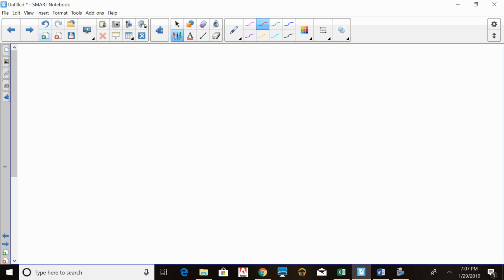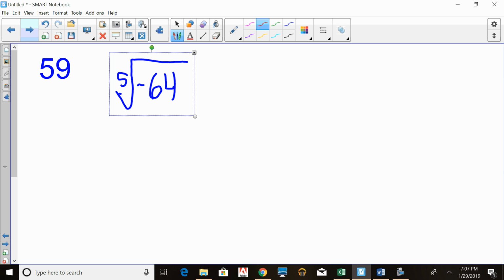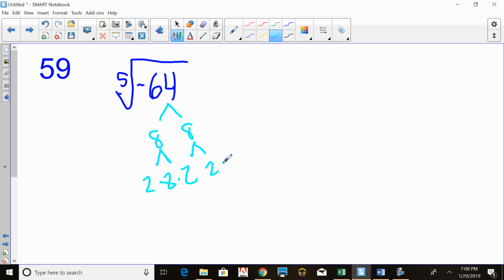All right, moving on. 59 was the 5th root of negative 64. Well, let's see. Since it's an odd root and negative, there should be something that you can get to. If you break that down to 8 and 8, well, that would be 2 times 2 times 2, and that 8 would be 2 times 2 times 2. I'm not sure what's happening here. Those are supposed to be 2s, upside down for some reason.